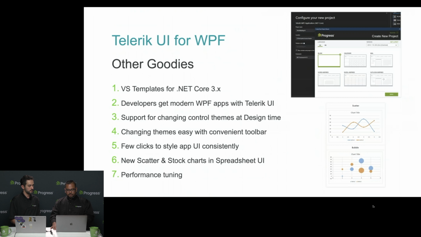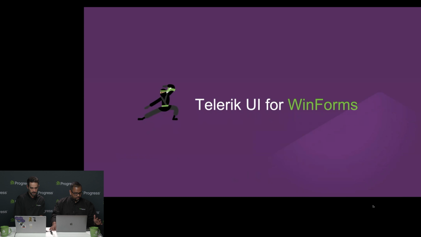So more goodies on the WPF side. I'll show you this in a second. We actually have some new templates for .NET Core 3, which is funny because .NET Core 3 isn't out yet. But we can already get you going towards building WPF and WinForms apps that run on .NET Core 3. So you will have a modern WPF app with Telerik UI bundled in, and design time support for all of your UI. You can change the theme from any app or any app UI that you have. And we have some new love that we put into our spreadsheet controls, new scatter and stock charts, and just performance tuning all around. So that's WPF.